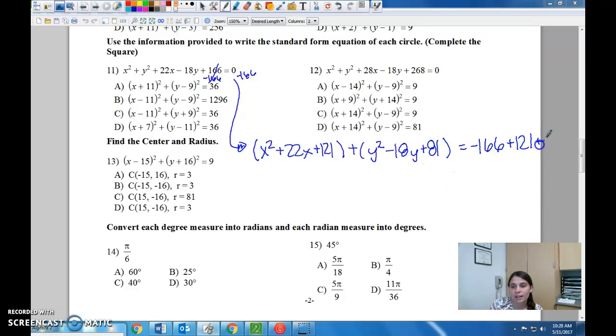So I have to add 81 over here as well. So then I can now factor this, because two numbers that multiply to 121 and add to 22.